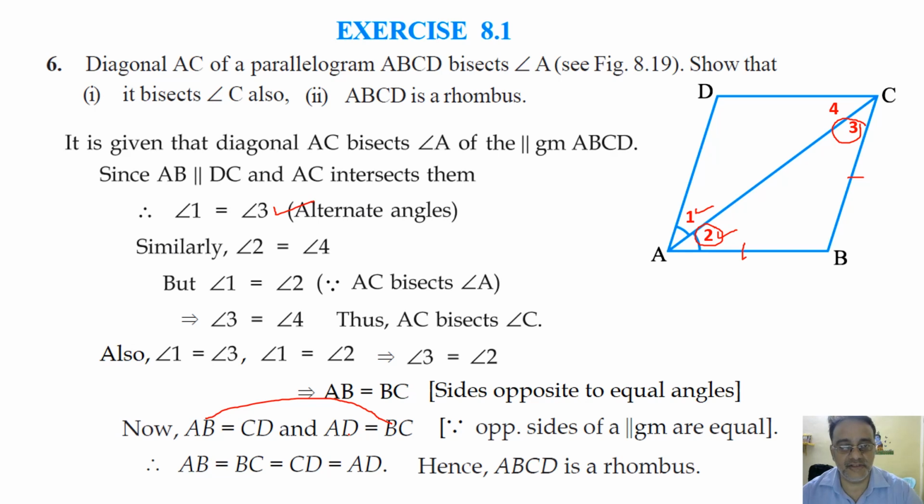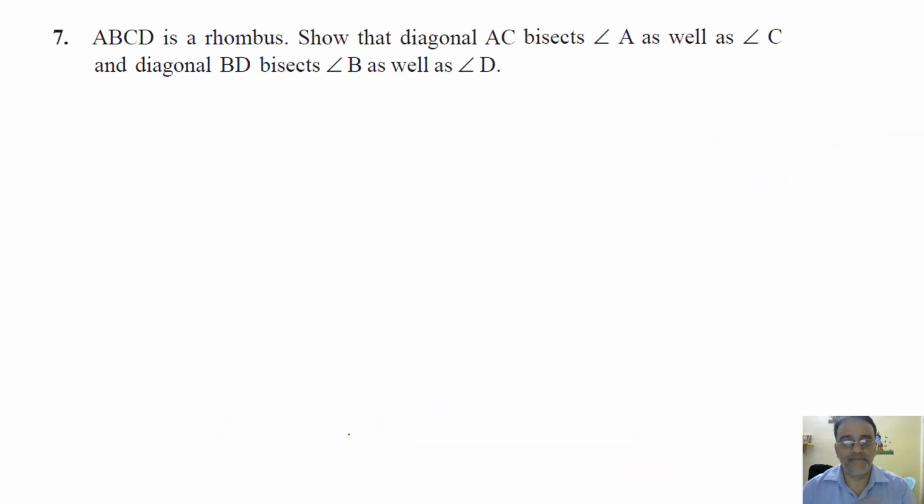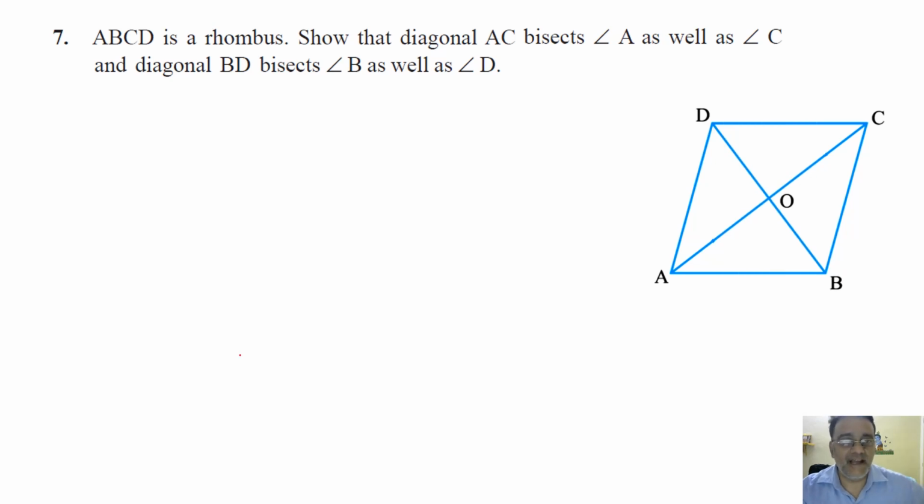Any doubt in this question? No, sir. Okay. Now the 7th question. ABCD is a rhombus. Show that diagonal AC bisects angle A as well as angle C, right? And diagonal BD bisects angle B as well as angle D. तो सबसे पहले ये दोनों को प्रूफ कर रहे हैं हम लोग. Angle 1 is equals to angle 2. Why? Because AB is equals to BC.